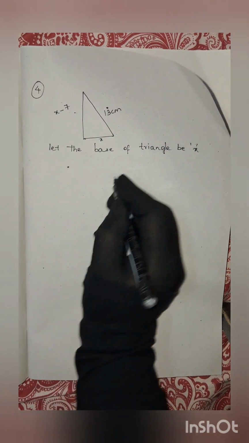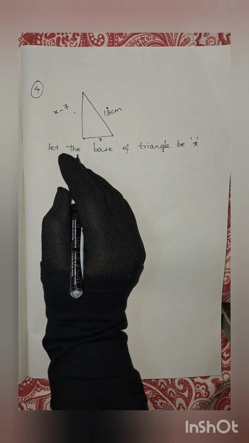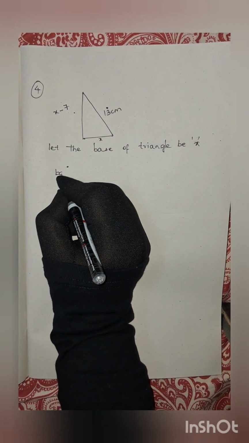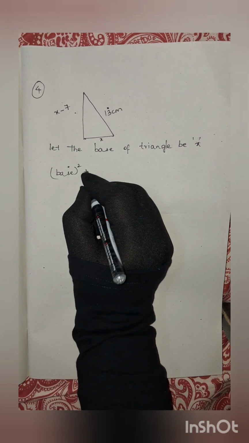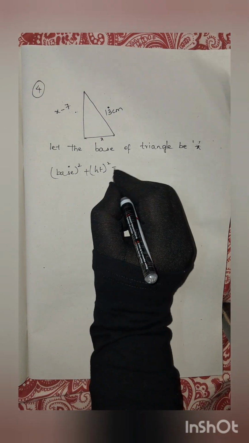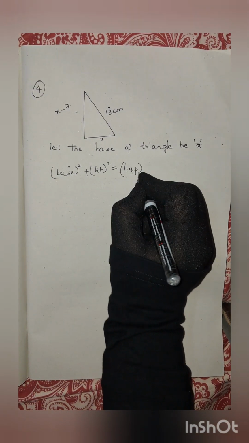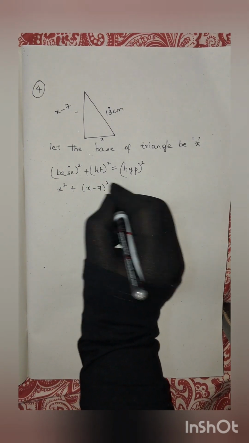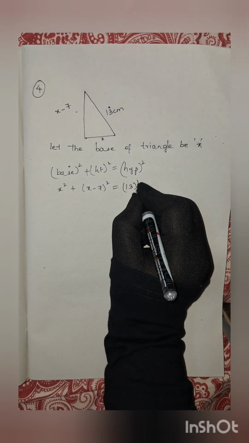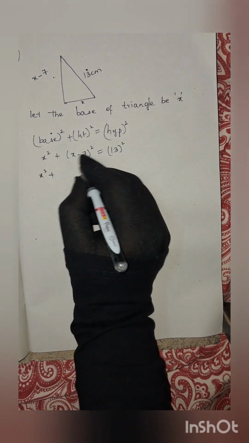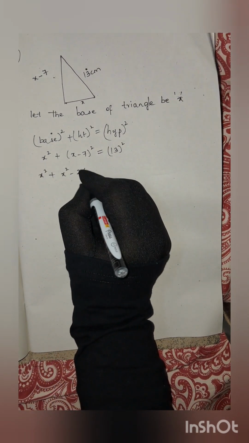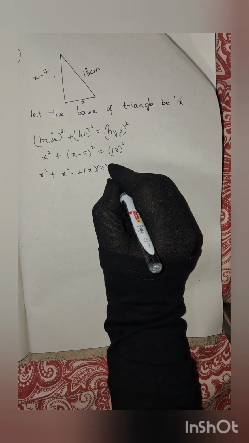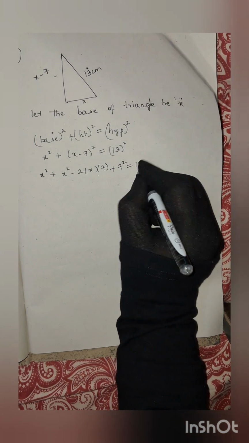Now you already know the Pythagoras theorem: base square plus height square is equal to hypotenuse square. So what is the base here? x square. What is the height here? (x minus 7) whole square. What is the hypotenuse? 13 square. Okay, so x square, again this is in the form of (a minus b) whole square, so x square minus 2ab plus b square is equal to 13 square.